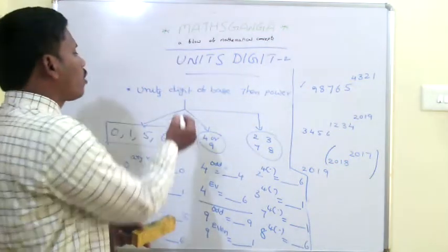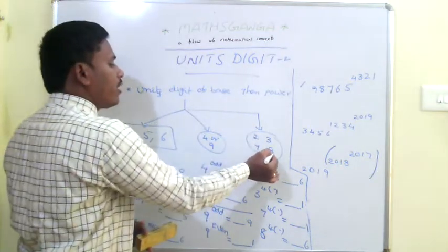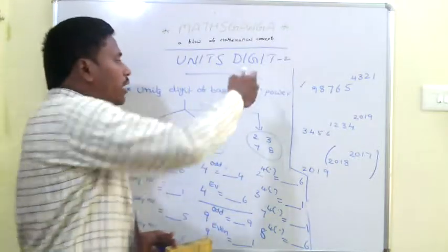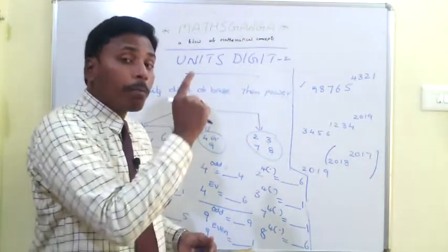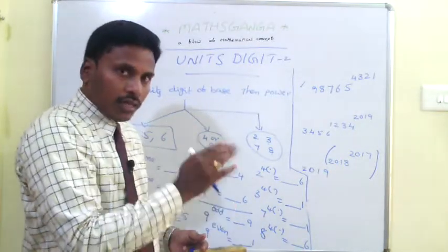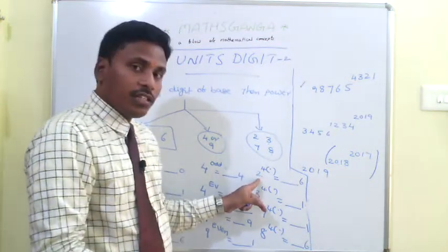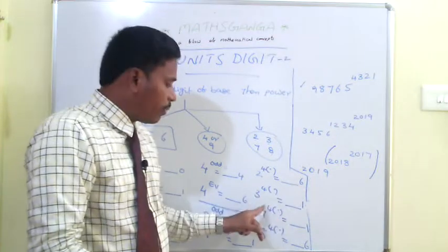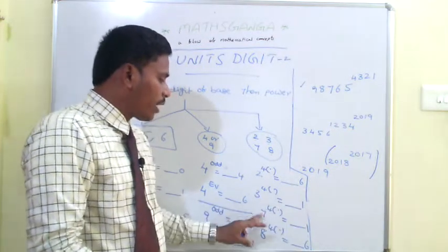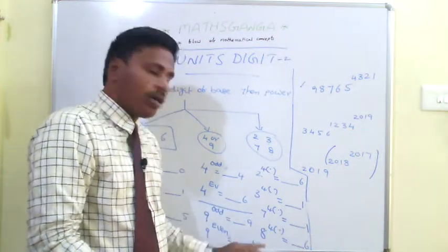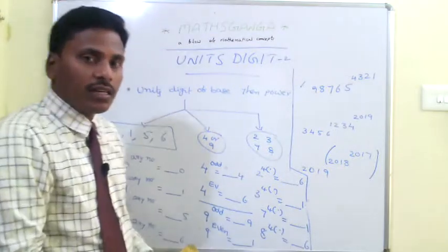If the unit digit of the base is 2, 3, 7 or 8, then we need to concentrate on the power. If the power is a 4 multiple, then directly the unit digit of the result is: if the base digit is 2, the result is 6. If the base digit is 3, the result is 1. If the base digit is 7, the result is 1. If the base digit is 8, the result is 6.